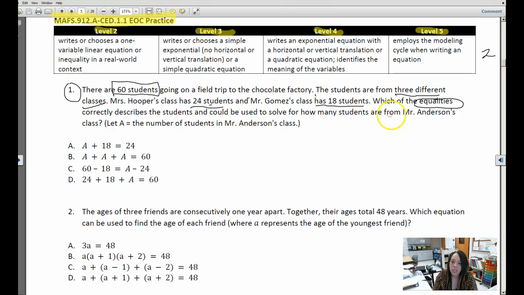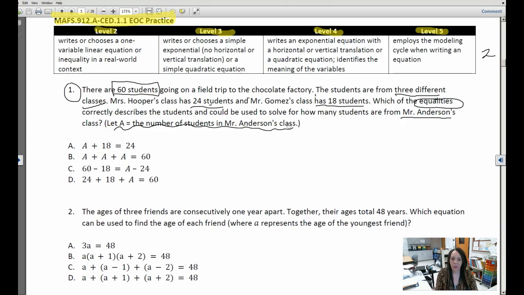to solve for how many students are from Mr. Anderson's class. Okay, so we have a third person here, Mr. Anderson. Then they tell us, let A equal the number of students in Mr. Anderson's class. So the first thing I want to do, I read the question. I made note of some key elements in the question, and now I want to go and see what do I know and what are they asking. So I guess let's start there.